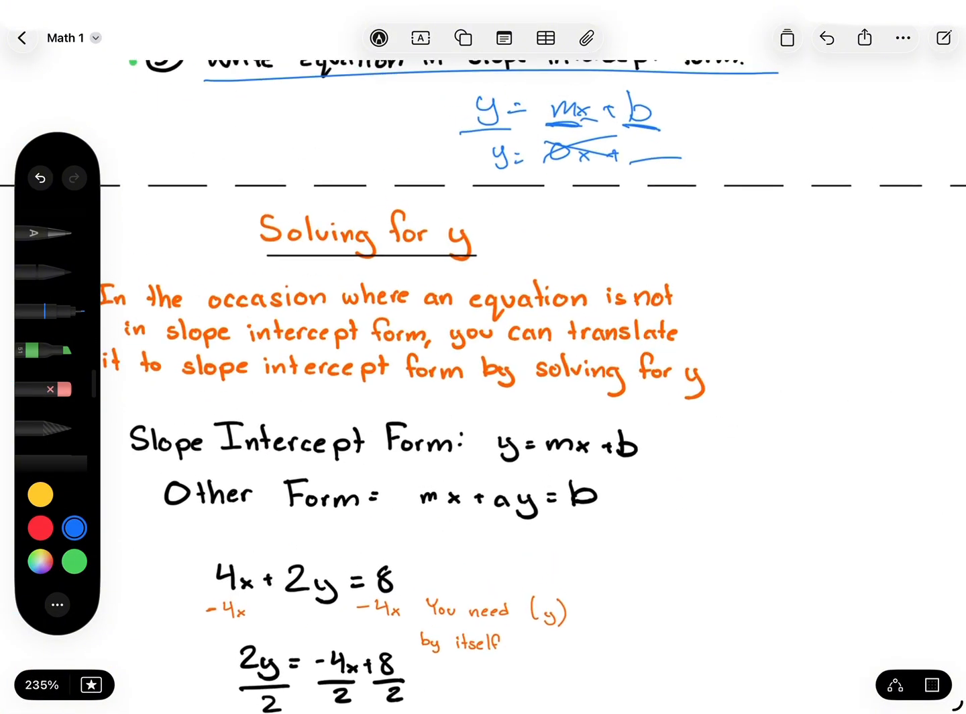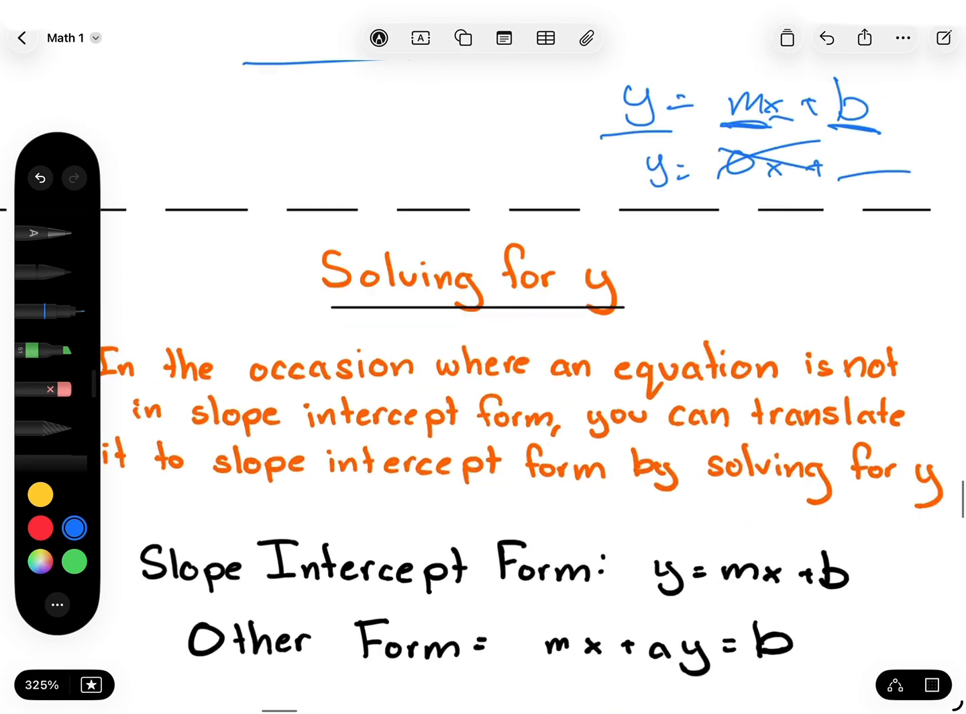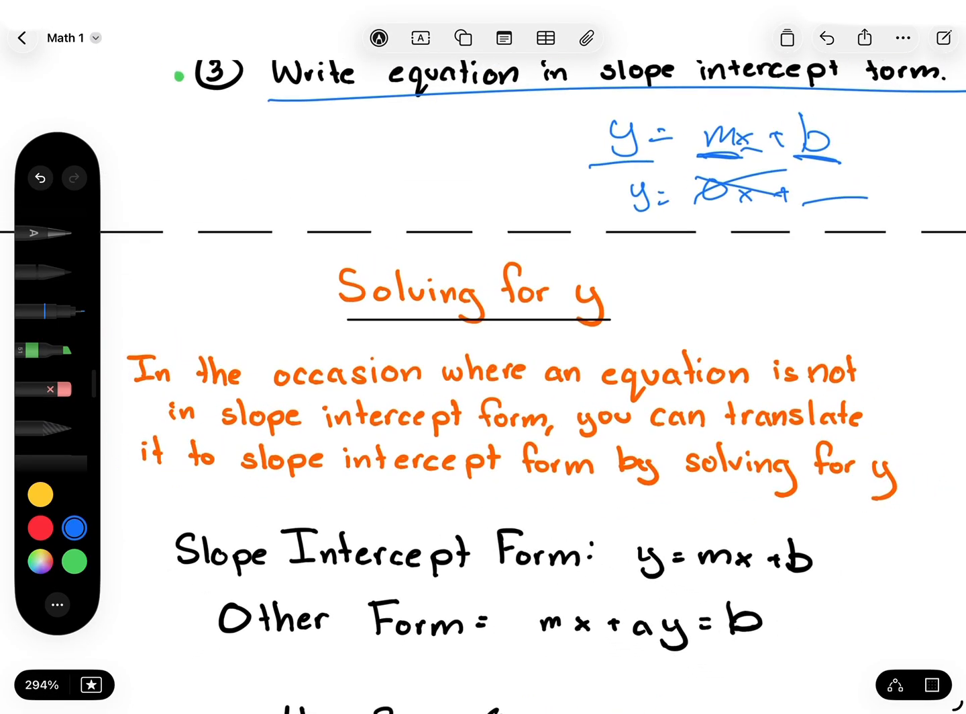Now, lastly, we have solving for y. In the occasion where an equation is not in slope-intercept form, you can translate it to slope-intercept form by solving for y.